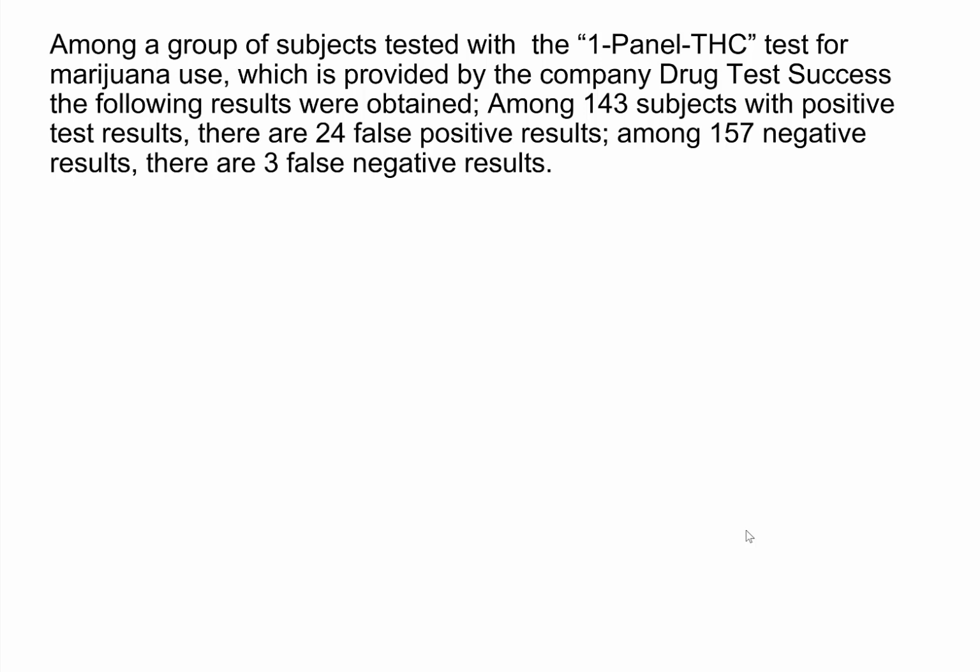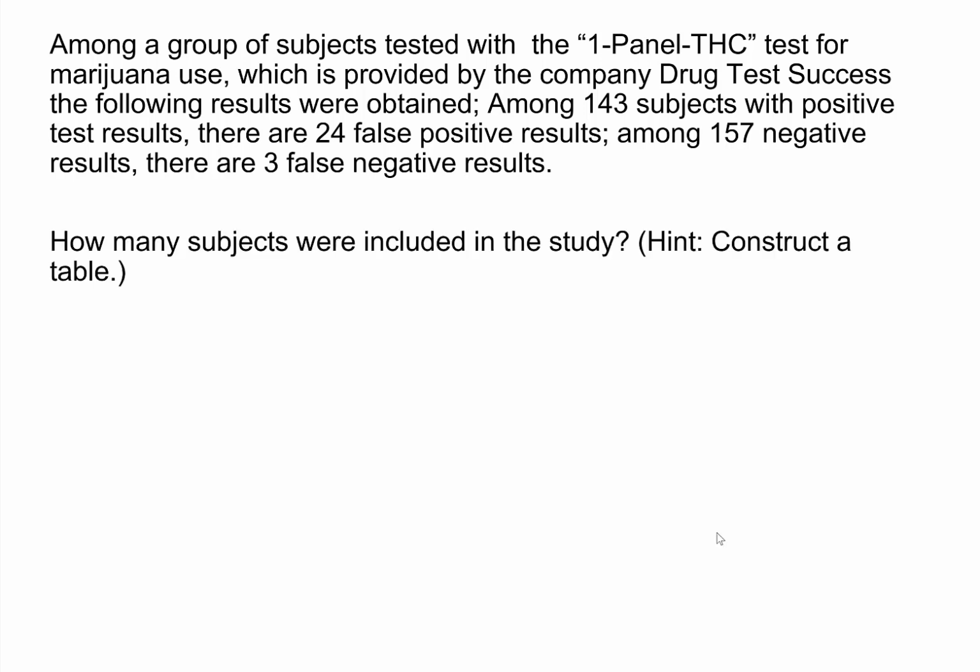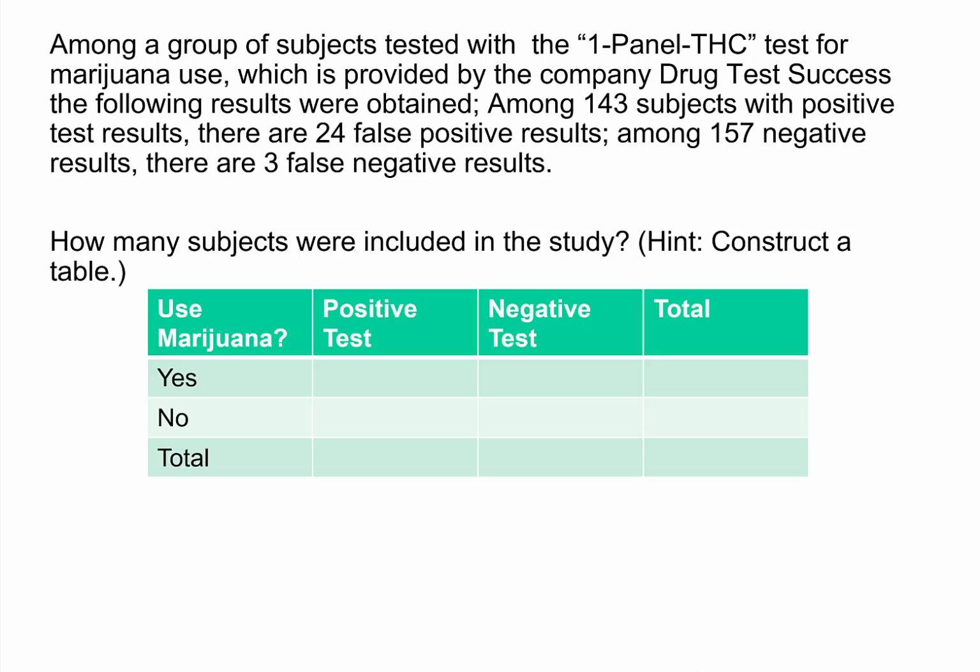Among a group of subjects tested with this one-panel THC test for marijuana use, which is provided by the company Drug Test Success, the following results were obtained. Among 143 subjects with positive test results, there were 24 false positive results. Among 157 negative results, there were 3 false negatives. How many subjects are in this study? So the first thing they suggest is to make a table.